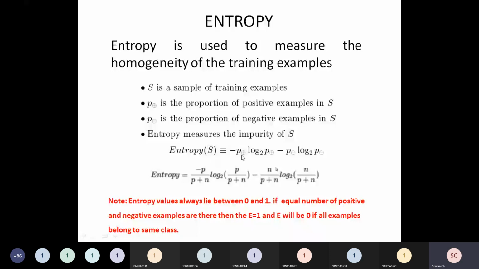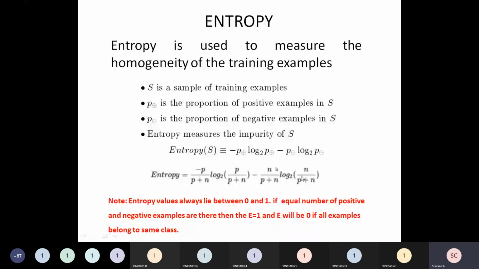Now please observe this second formula. Here P by P plus N. P means positive examples, N means negative examples. So please remember, P is positive examples, N is negative examples. The formula for entropy is minus P by P plus N into log of P by P plus N, and here, if you observe, it is log base 2, minus N by P plus N log of N by P plus N. So again log base 2. So this is the formula.